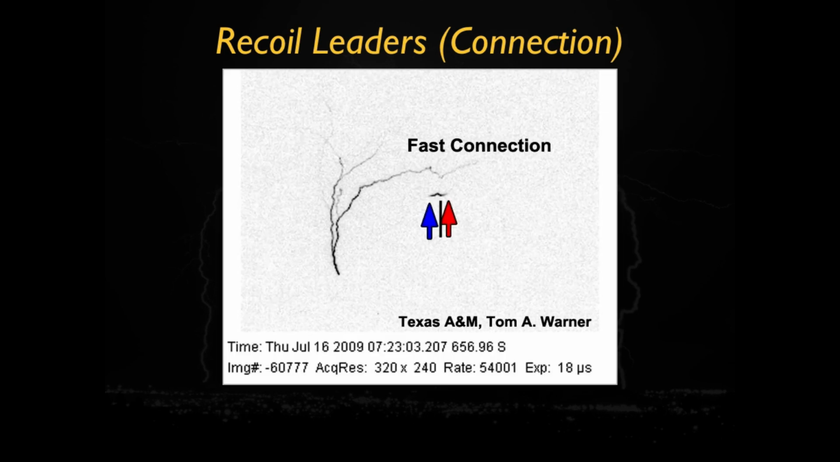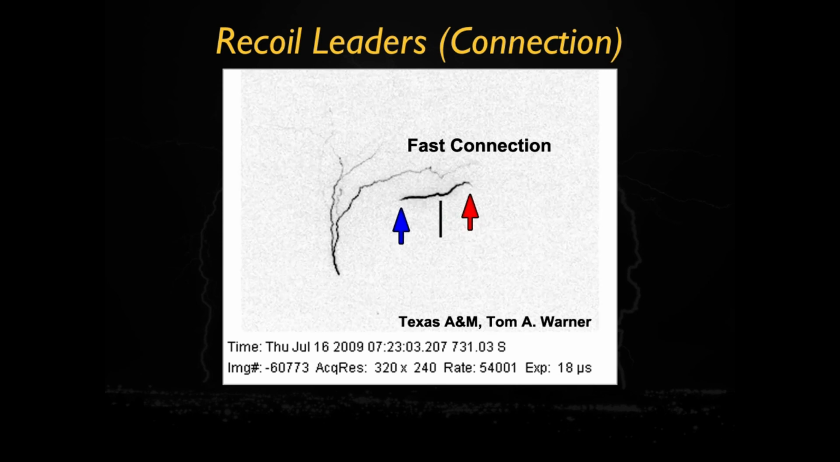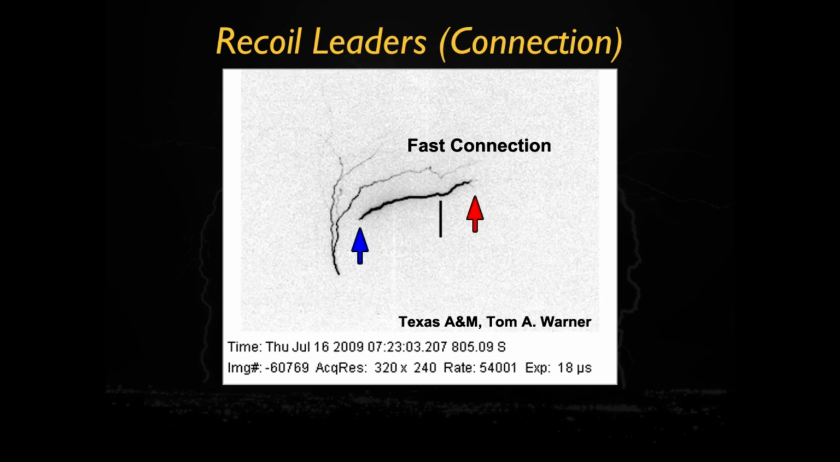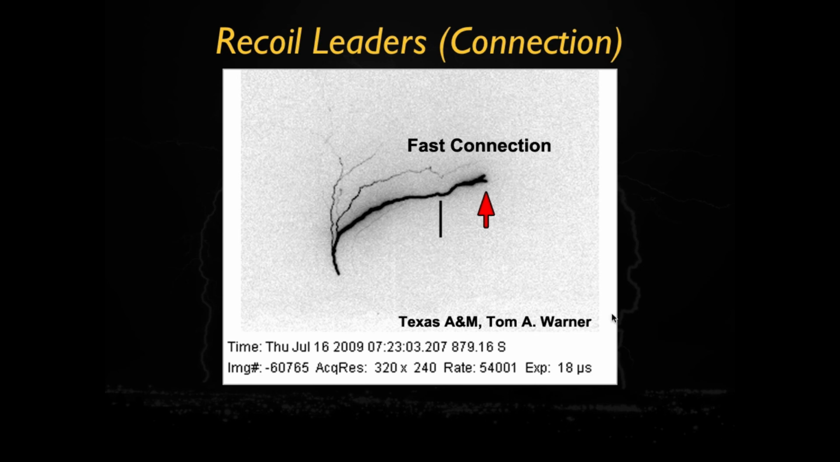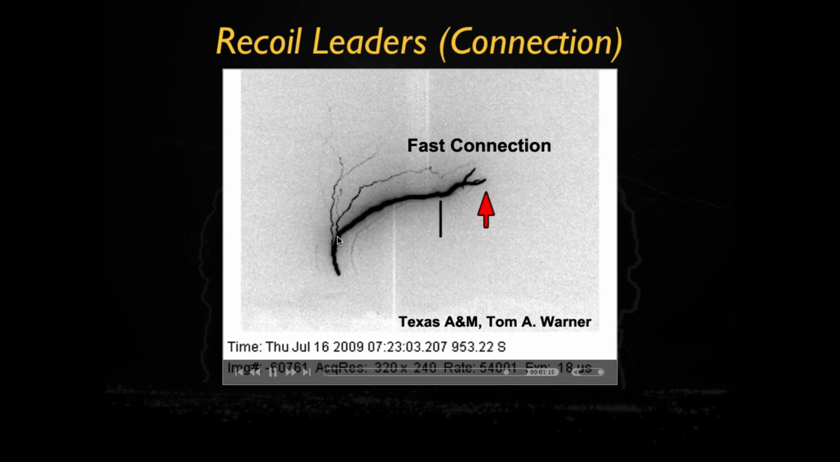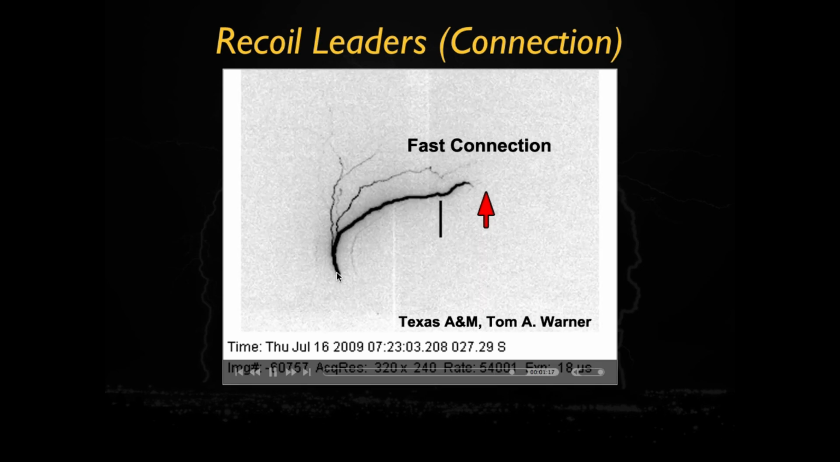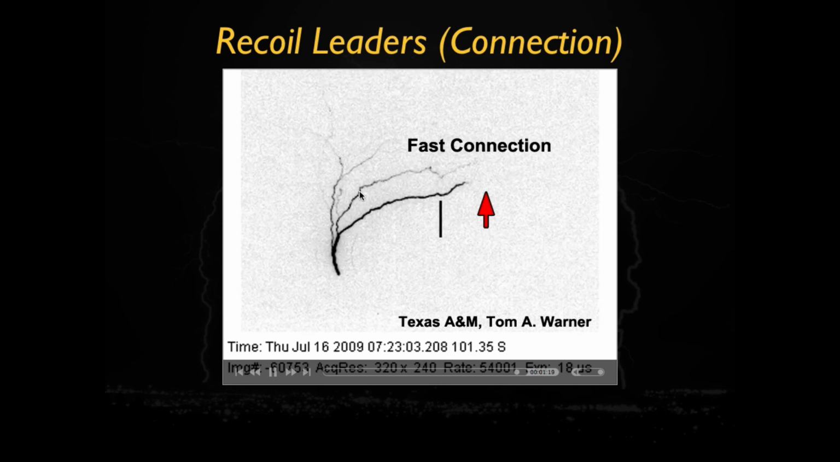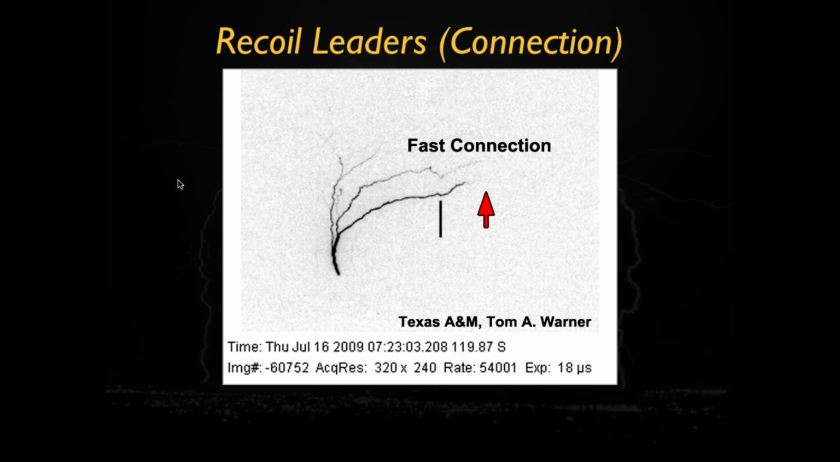So we see the initiation, positive end to the right, negative end to the left. And notice that when it connects at the branch point, the luminosity in the trunk below that point brightens up, and we do not see any brightening in the upper portion of the leader branches.